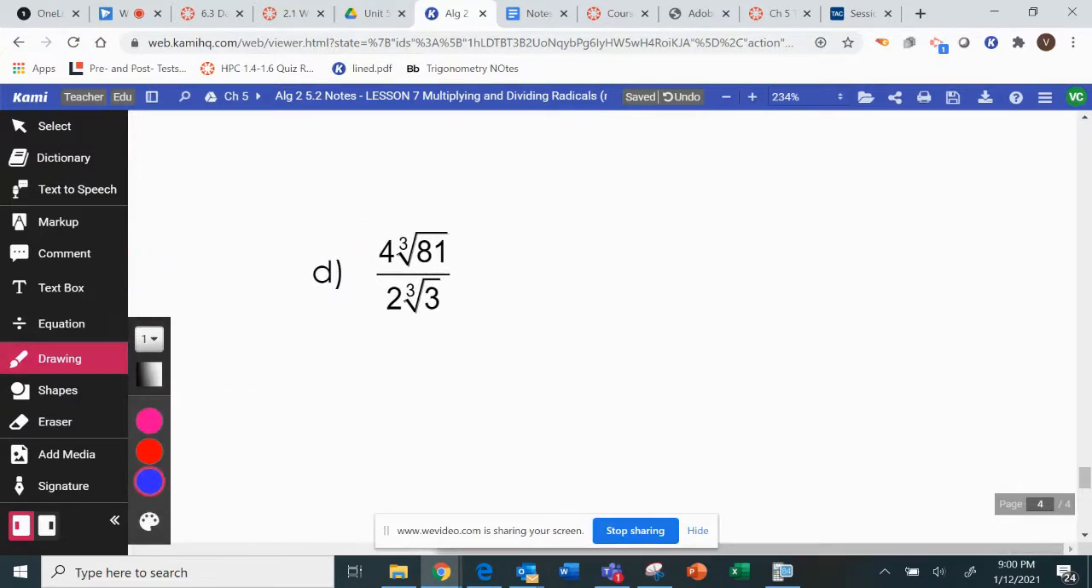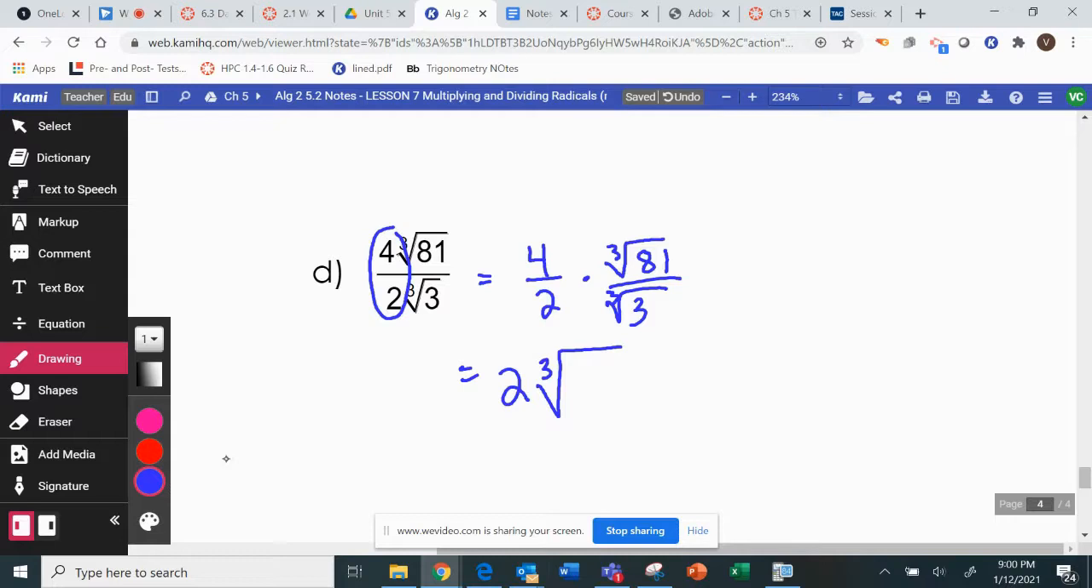All right, so this one has some pieces. 4 and 2 are both numbers not under the radical. So I can divide 4 and 2, and then I can also do cube root of 81 over cube root of 3 kind of separately. So 4 divided by 2 is 2. Now the cube root of 3, there isn't one. Cube root of 81, there's not an even one. But if I combine them into one cube root, those will divide. So we'll get 2 multiplied by the cube root of 27. So 2 times 3, which is 6.